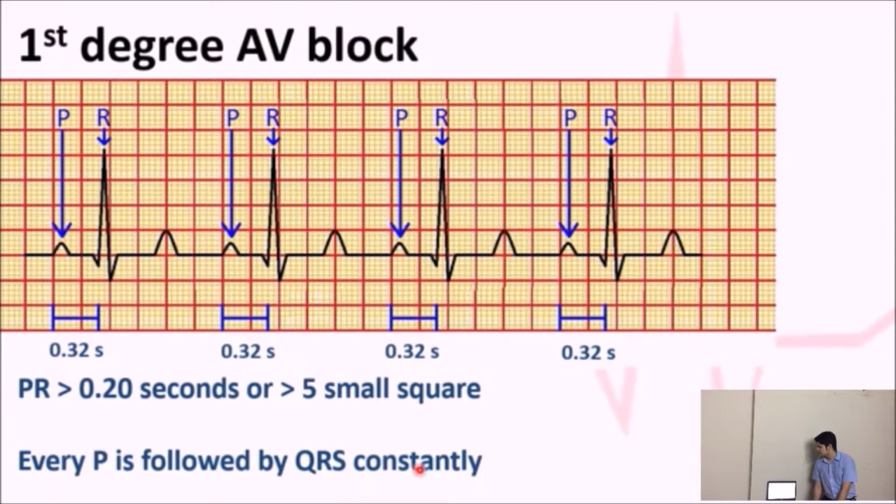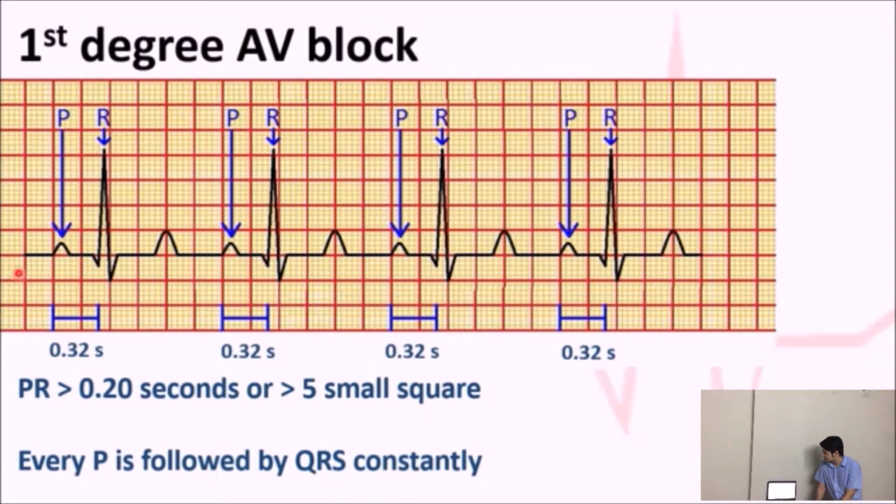Now let's understand about the AV block. AV blocks are in 3 degrees: first degree, second degree and third degree. We'll understand each block with an example. Now first degree AV block is defined by a PR interval which is more than 0.20 seconds, or in other words, more than 5 small squares. And the more important criterion: every P must be followed by the QRS constantly.